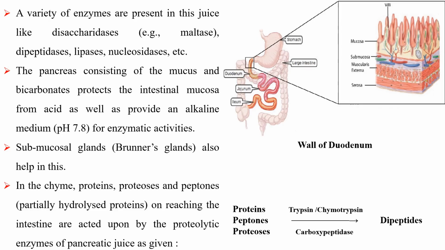The mucus and bicarbonates from the pancreas protect the intestinal mucosa from acid as well as provide an alkaline medium for enzymatic activities. Submucosal glands also help in this. In the chyme, proteins, proteoses, and peptones on reaching the intestine are acted upon by the proteolytic enzymes of pancreatic juice.